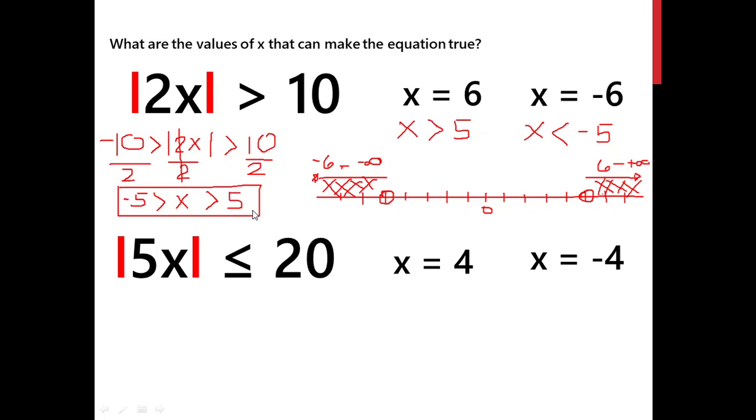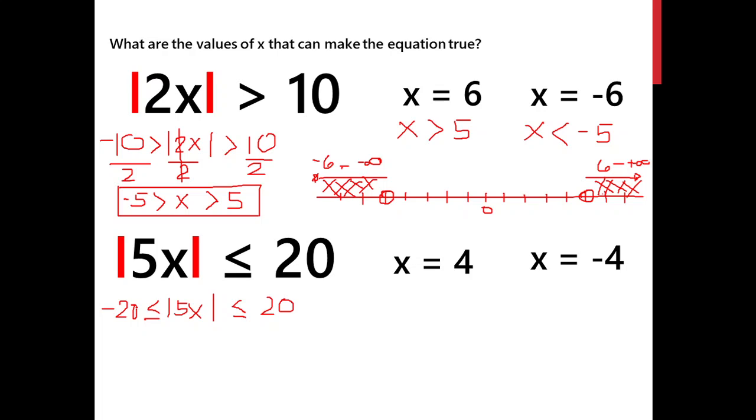Now let's try to use the algebraic method to solve or to get all the possible values, since this is an inequality statement. So again, let's write the statement here. That is the absolute value of 5x less than or equal to 20. Again, I'll add the opposite here and just copy the inequality symbol. So I have negative 20.